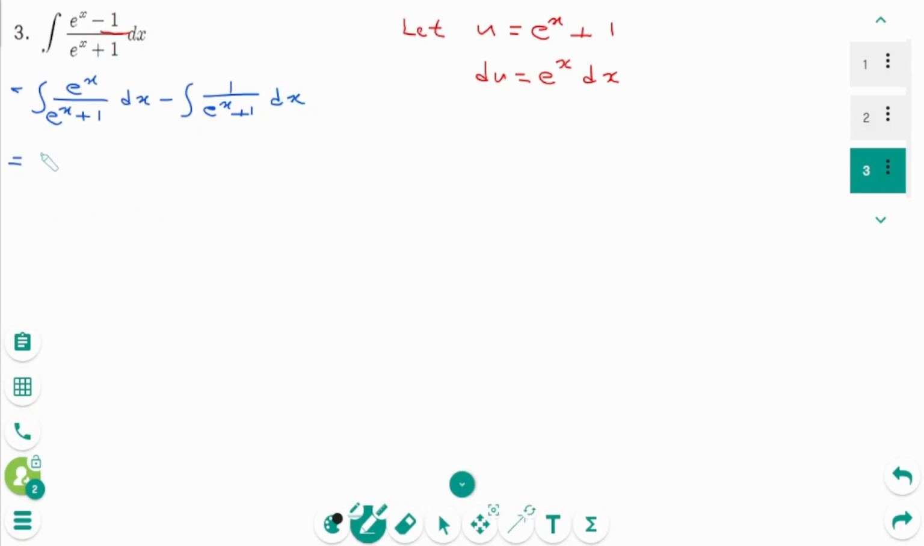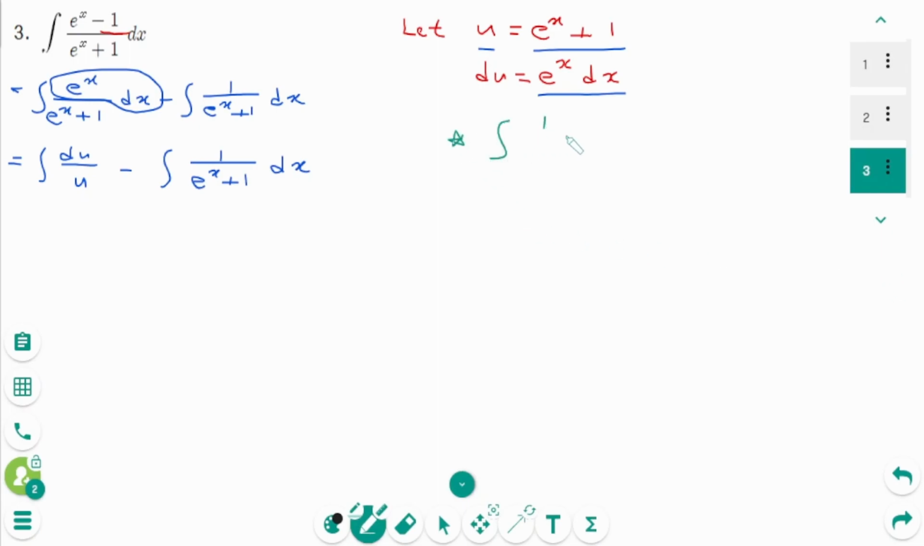The first one, e to the power of x dx, is du. The integral of du over u is ln u, minus the integral of 1 over e to the power of x plus 1 dx. While we are organizing the second integration, we have to keep the first one that has already been sorted out. So I will just write the second one separately.